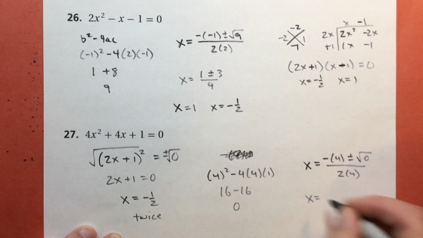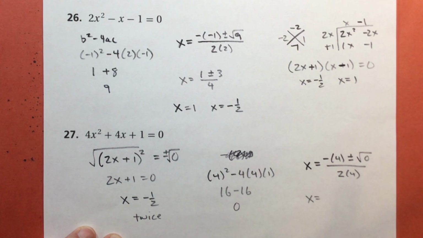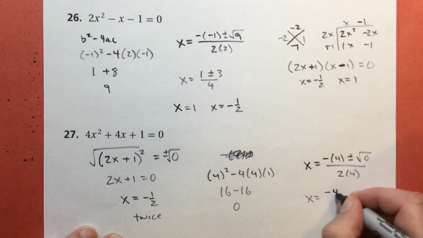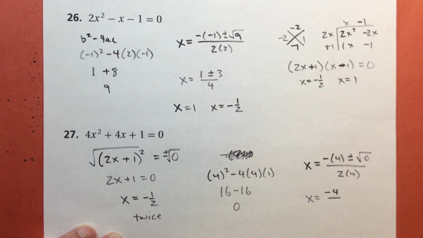And this is why it looks like I only get one answer, because positive square root of 0 and negative square root of 0 are both 0. So this is negative 4 plus or minus 0, which is just negative 4 over 8. And when I reduce, I get negative 1/2.